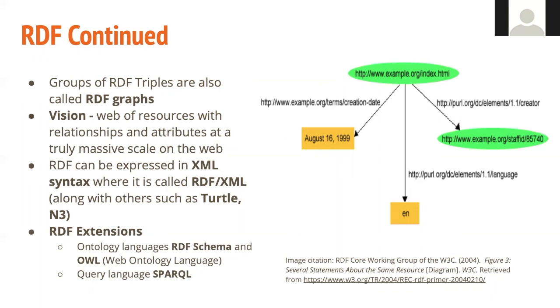A couple of last things. RDF can be expressed in the XML syntax, where it is also called RDF XML. There are also other syntaxes that can be used to represent RDF, such as Turtle and N3. RDF has two accompanying ontology languages, which are languages for defining RDF vocabularies. They are RDF Schema and the Web Ontology Language OWL. RDF also has a query language known as the SPARQL Protocol and RDF Query Language, or more simply, SPARQL.